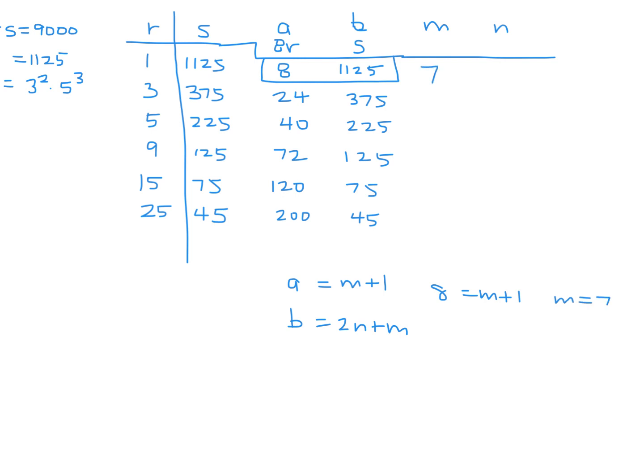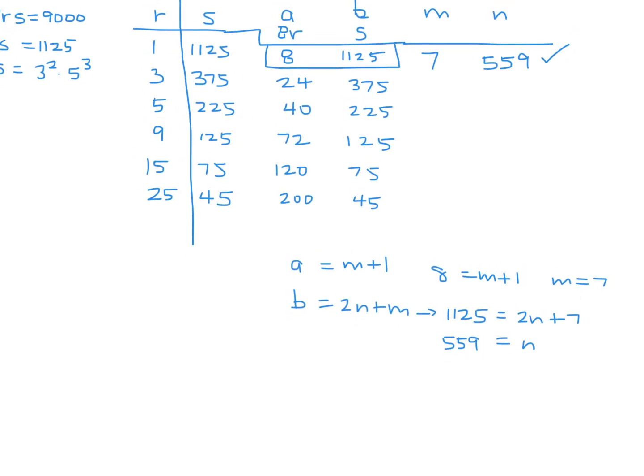And then for this one, B is what? 1125 is equal to 2n plus 7. So when you solve this guy, you get n is equal to 559. So there you go, 559 for n. And that solves the first one. So we got one ordered pair. And similarly, you do it for all the other guys. And when you do, you get this table.